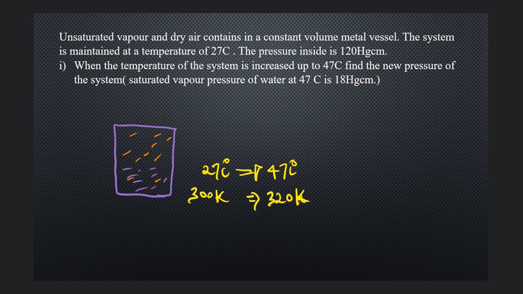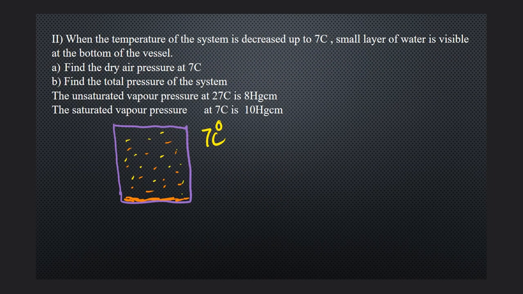Unsaturated vapor and dry air are contained in a constant volume metal vessel. The system is maintained at a temperature of 27 degrees Celsius. The pressure inside is 120 mercury centimeters. When the temperature of the system is increased up to 47 degrees Celsius, find the new pressure of the system. Saturated vapor pressure of water at 47 degrees Celsius is 18 mercury centimeters.